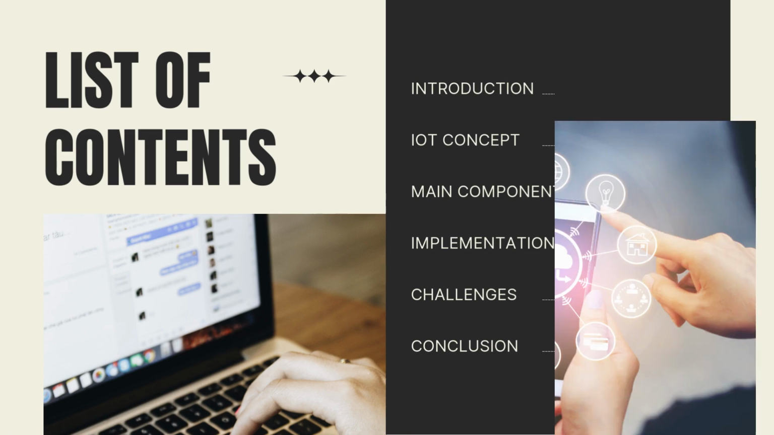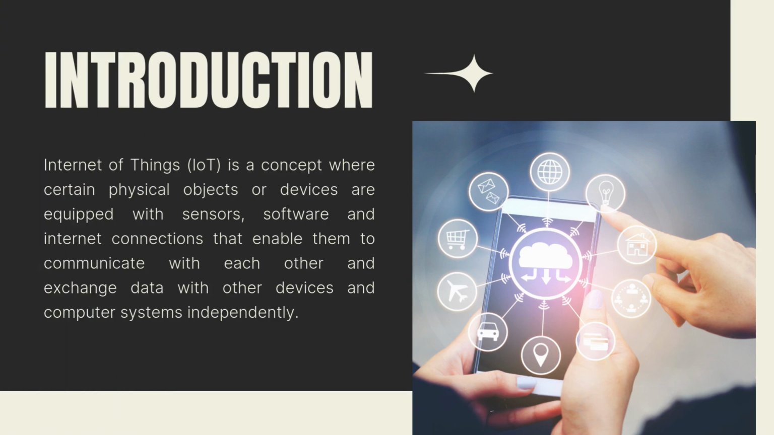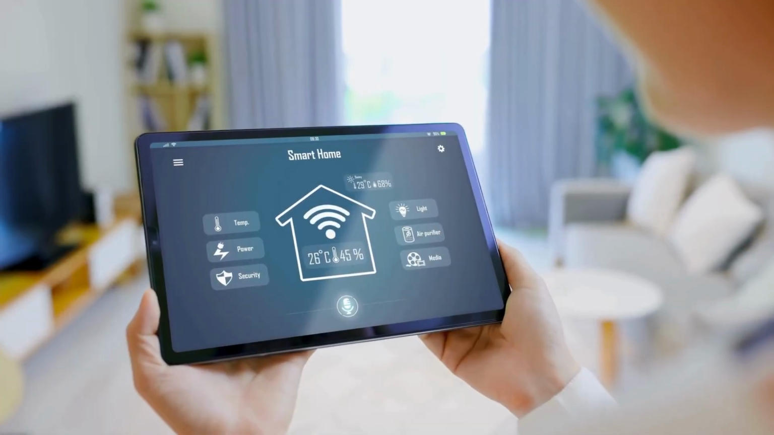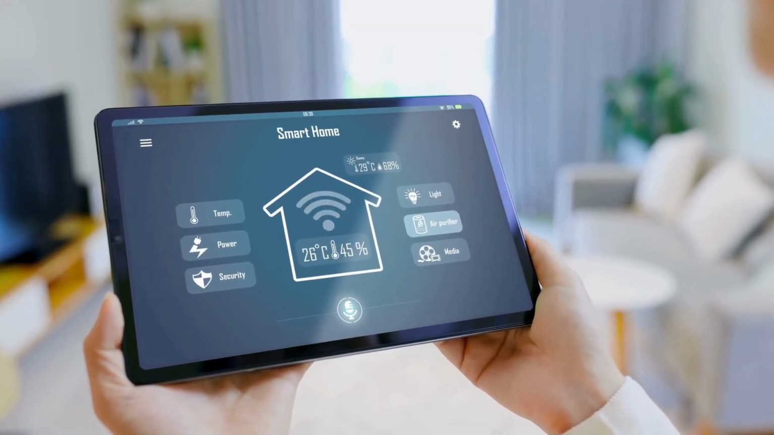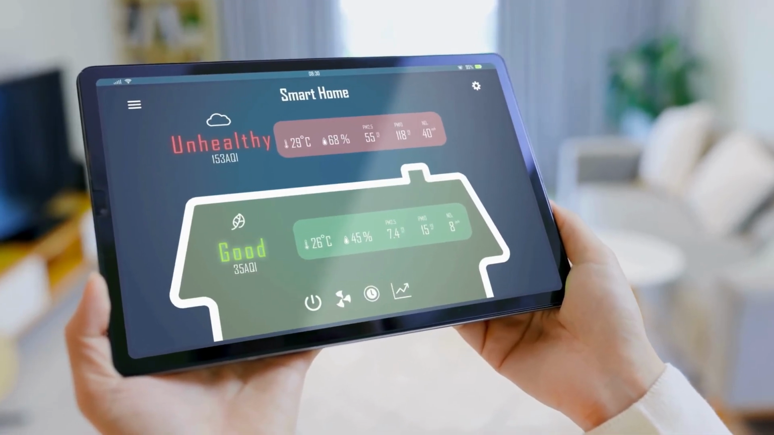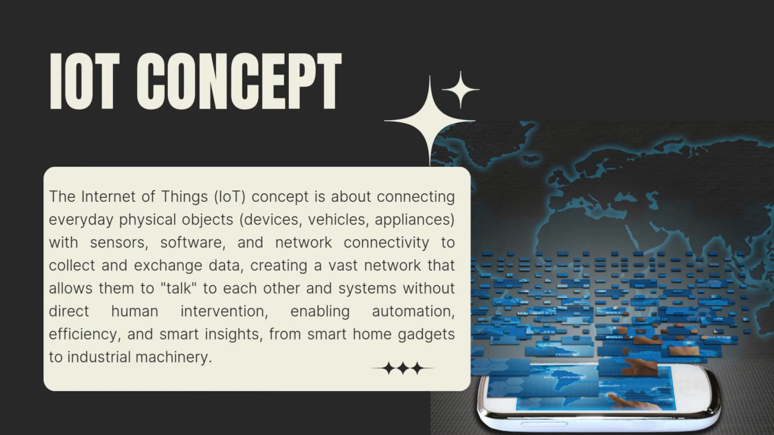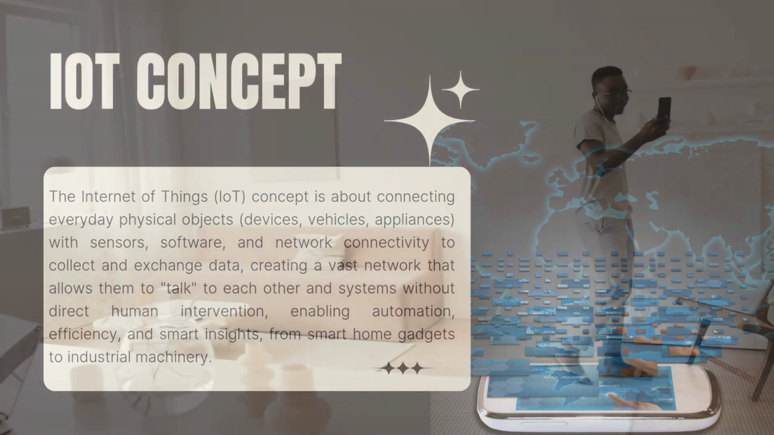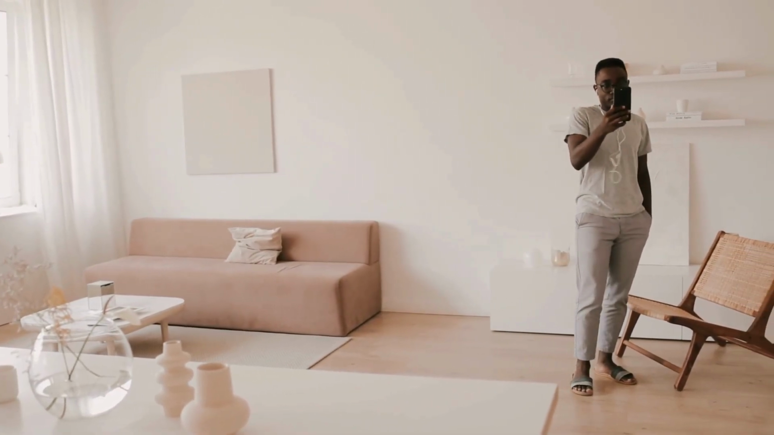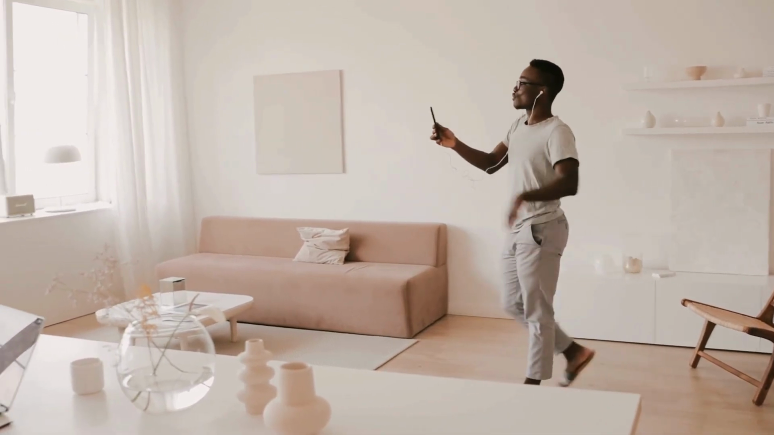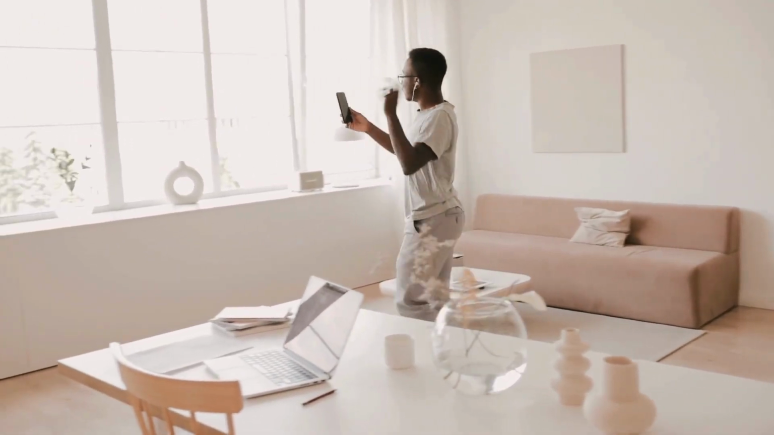The Internet of Things, commonly known as IoT, refers to a network of physical devices embedded with sensors, software, and internet connectivity. These devices can communicate with each other and exchange data without human intervention. The core idea of IoT is simple: collect data from the environment, process it intelligently, and take appropriate action. By connecting devices to the Internet, IoT enables automation, real-time monitoring, and smarter decision-making.